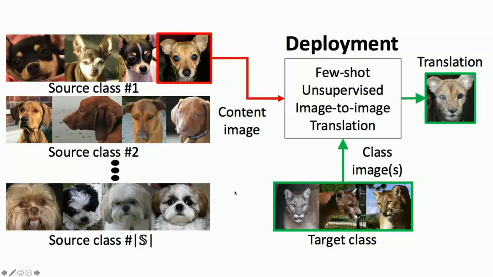So during training, we teach our model to translate between a lot of different domains. And at test time, we have a few examples from a new domain. We just let the model do the same thing as it does during training, but on unseen classes or unseen domains.